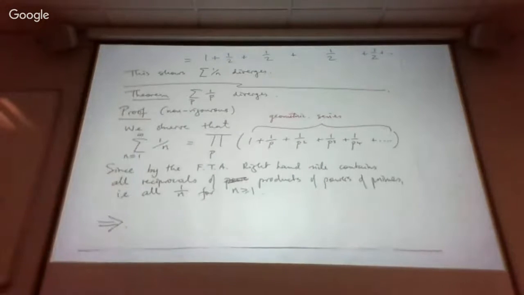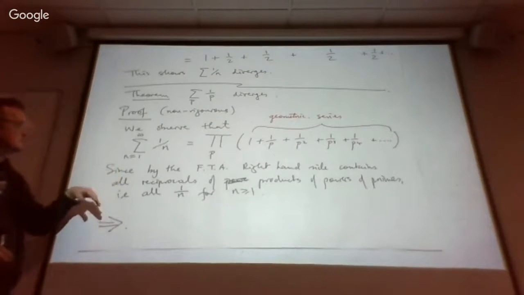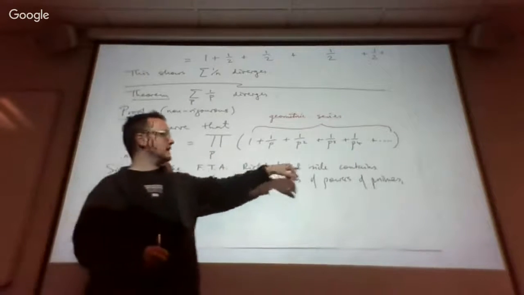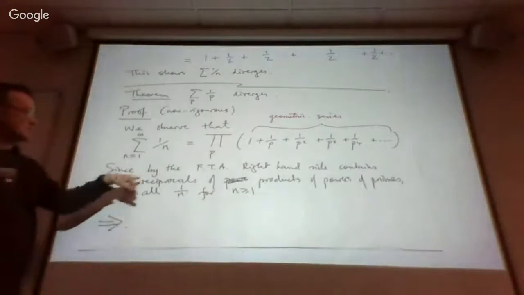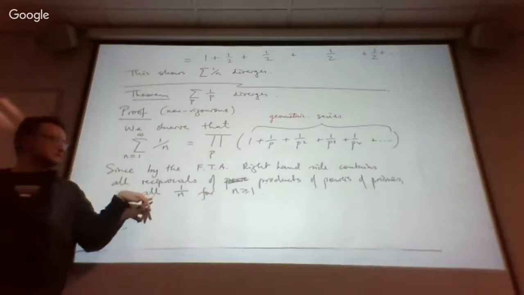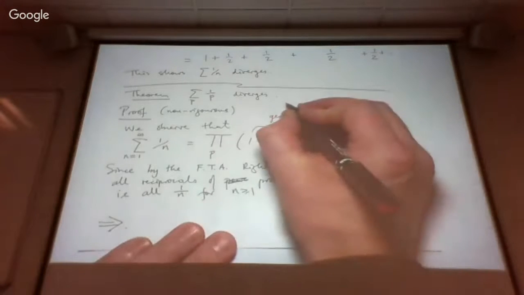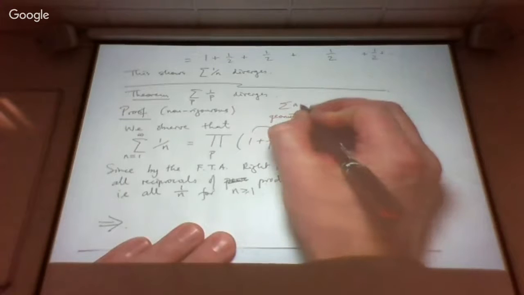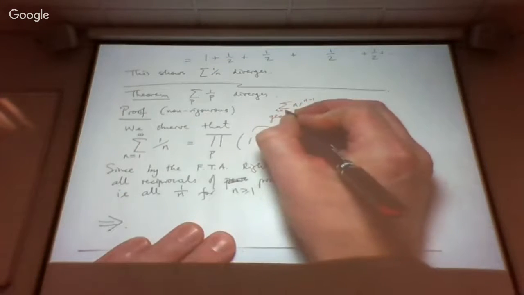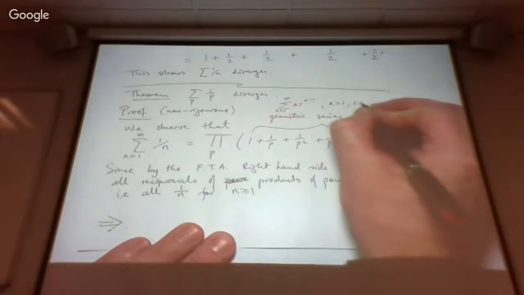What have you written there? Since by the fundamental theorem of arithmetic, the right-hand side contains all the reciprocals of products of powers of primes, i.e., all the 1 over n for n bigger than or equal to 1. So this is the geometric series, the sum of a r to the n minus 1, from n equals 1 to infinity, where a is equal to 1 and r is equal to 1 over p.